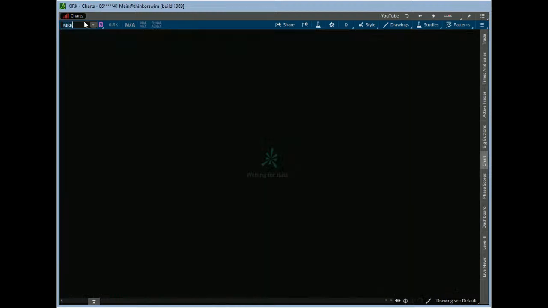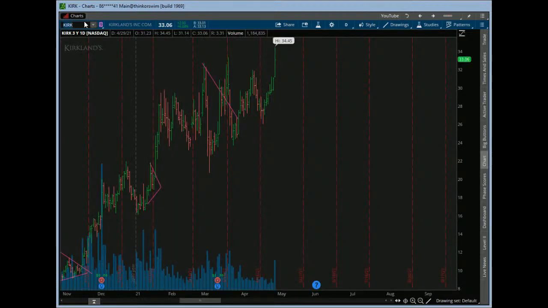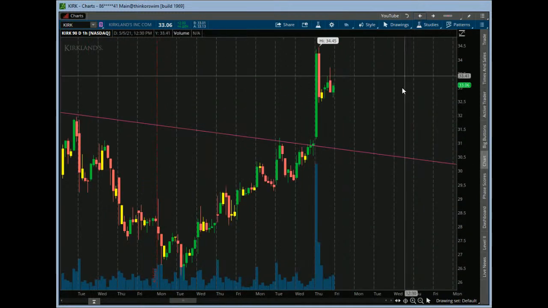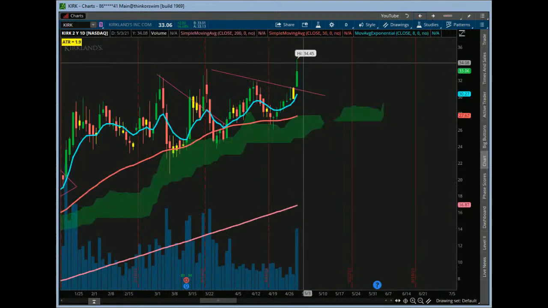Kirk, let's take a look. Yeah, Kirk with a nice push right there. Definite geometric move, right? So a little bit of an upper shadow up there to contend with, right? So just some caution there, right? But generally looking pretty strong.